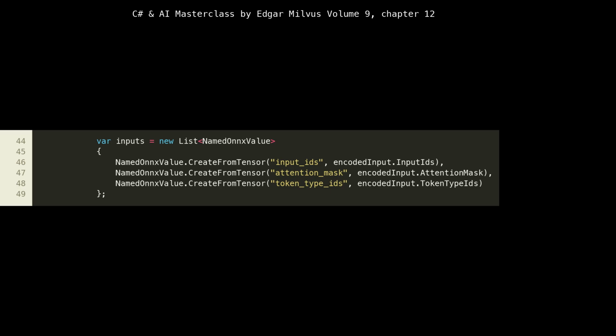Token_type_IDs are used to distinguish between two sentences in tasks like question answering, but for single sentence classification, they are typically all zeros. Providing these correctly is fundamental for BERT to interpret the input sequence as intended. A mismatch here would lead to incorrect or nonsensical predictions.